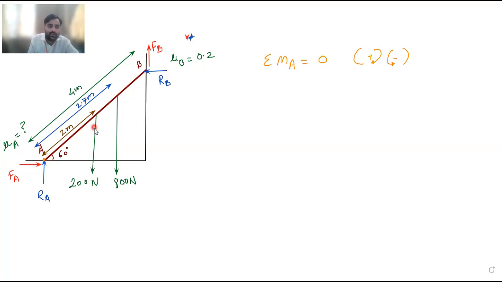Now how to calculate this perpendicular distance? If you consider this triangle, this is your hypotenuse. 2 meter is the hypotenuse. Now if the hypotenuse is 2 meter and this angle is 60 degree, then this distance will be 2 cos 60.